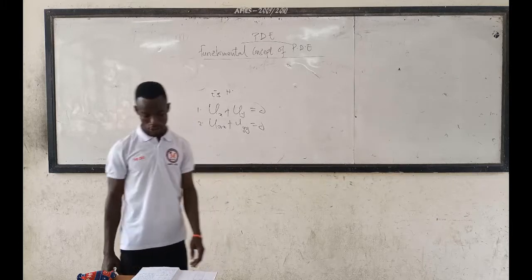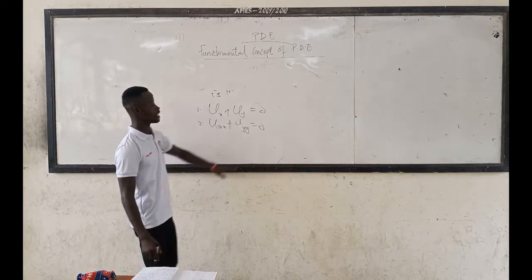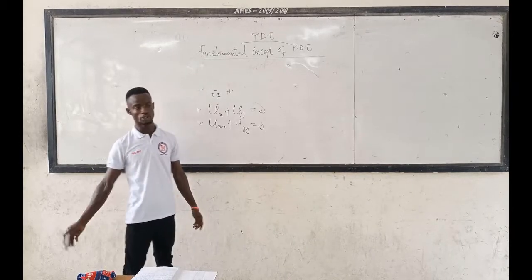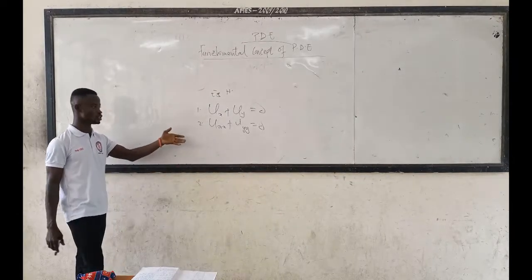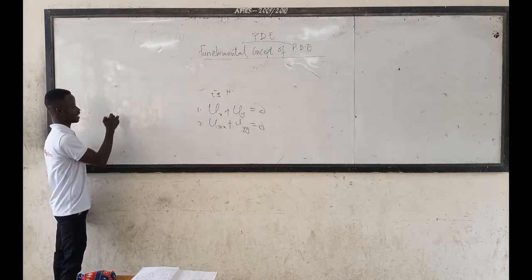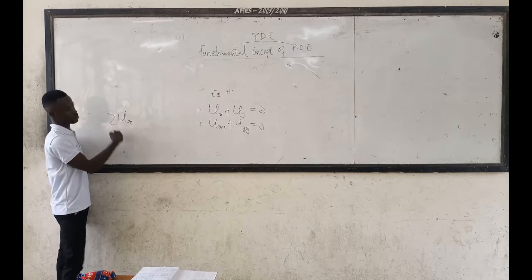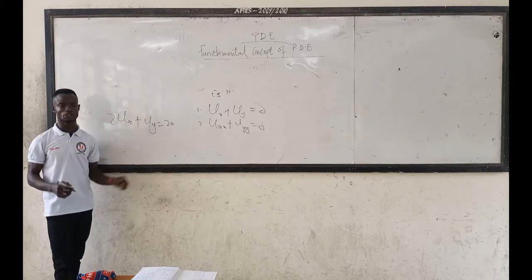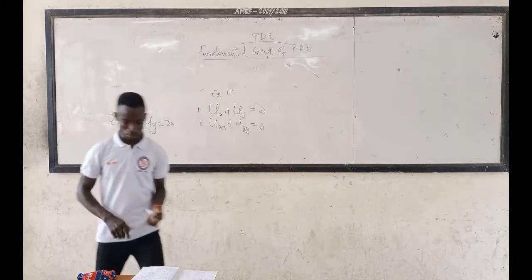And for a homogeneous PDE, you can ignore the 0 here and bring any function there. It makes it non-homogeneous. If this is homogeneous because it's equating to 0, then the non-homogeneous will be like u subscript x plus u subscript y equals 2x. This is non-homogeneous. That's all.